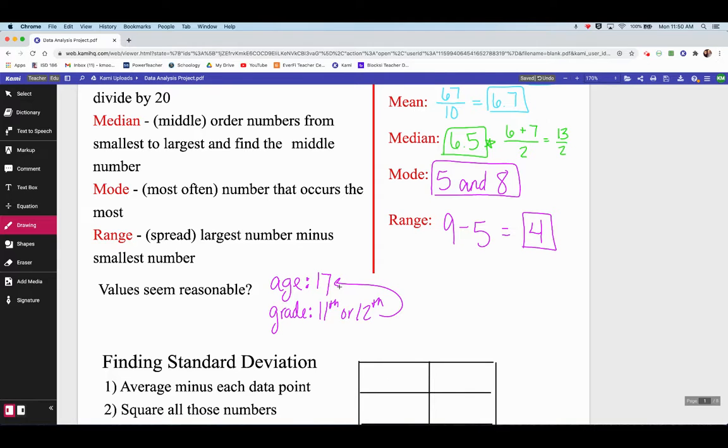They also ask you to compare heights and shoe size. Think about that a little bit more and see if your numbers seem to match up or seem reasonable in that sense.